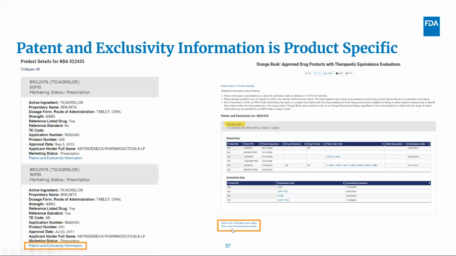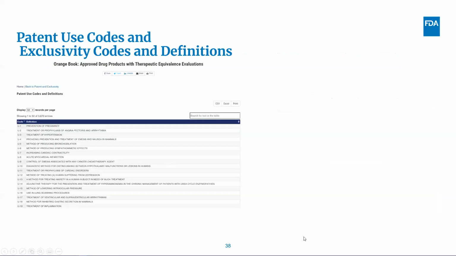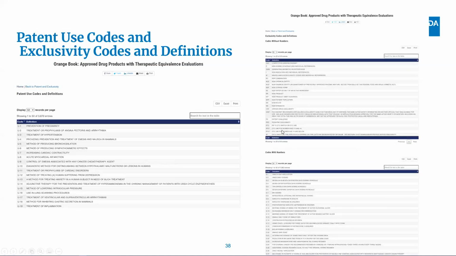If you click down here, these are hyperlinks where you can see the list of all patent use codes in the Orange Book or a list of all exclusivity codes. And this is an example of what it looks like. So here, this is our patent use code table. It lists all the use codes, and up in the upper right, you can search if you are looking for specific codes. You can type a few words or letters in there to search what use code is already in the Orange Book. And similarly, we have our exclusivity code table.